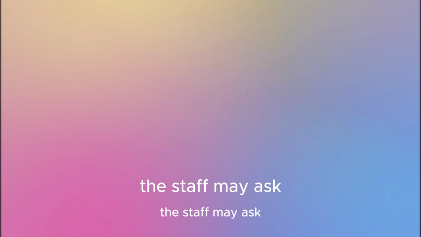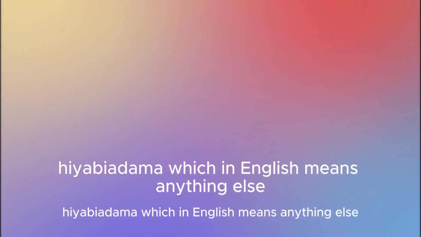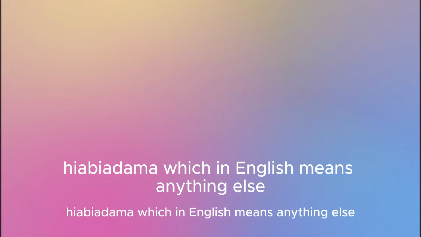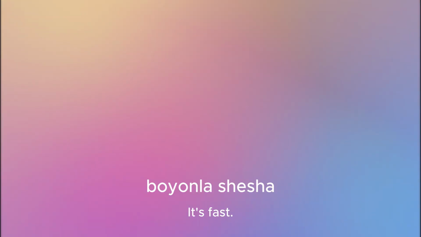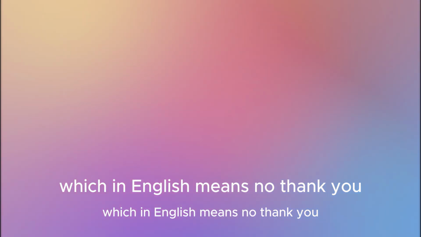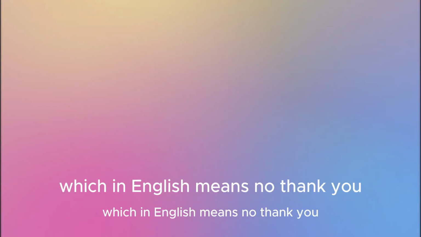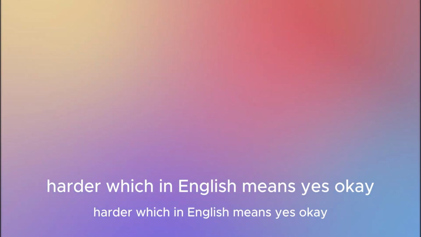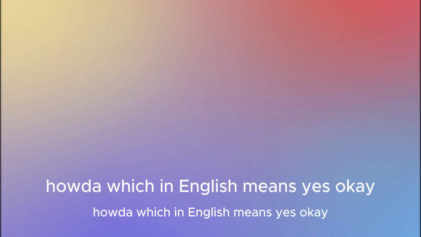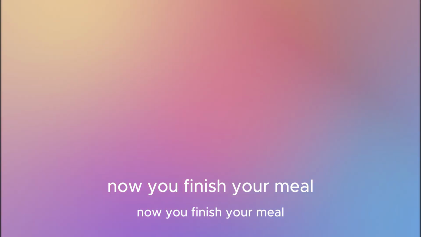The staff may ask, 还要别的吗? which in English means anything else. Repeat. 还要别的吗? which in English means anything else. You respond, 不用了，谢谢, which in English means no, thank you. Repeat. 不用了，谢谢, which in English means no, thank you. Or 好的, which in English means yes, okay. Repeat. 好的, which in English means yes/okay.